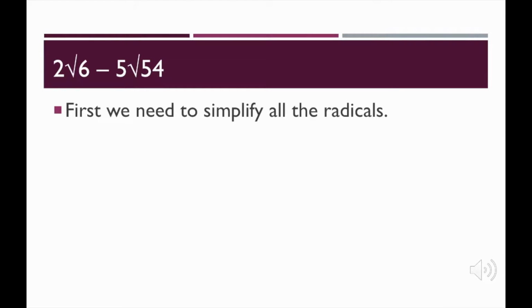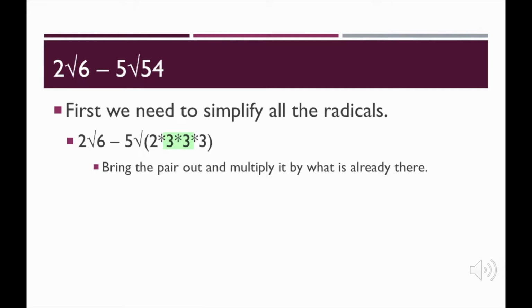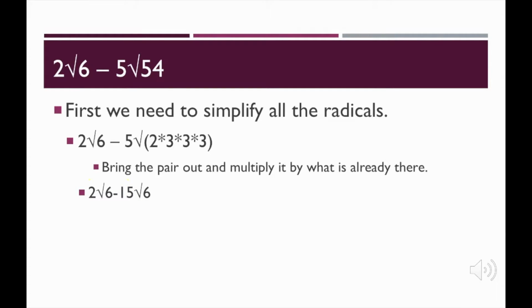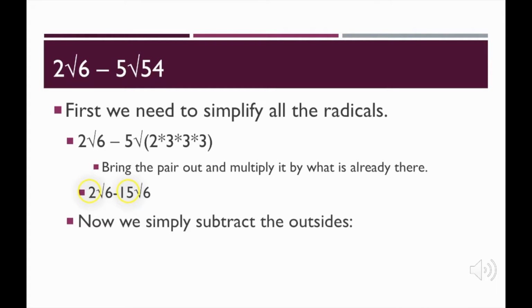In our next example, we have 2 times the square root of 6 minus 5 times the square root of 54. The first thing we need to do is to simplify any radical that we see. 2 times the square root of 6 doesn't simplify, but 5 times the square root of 54 breaks down to 5 times the square root of 2 times 3 times 3 times 3. So we're going to find our pair of 3's, and we're going to bring that outside the radical and multiply it by what's already there. We have 2 times the square root of 6 minus 15 times the square root of 6. Now, we simply subtract the outsides. 2 minus 15 is negative 13 times the square root of 6.